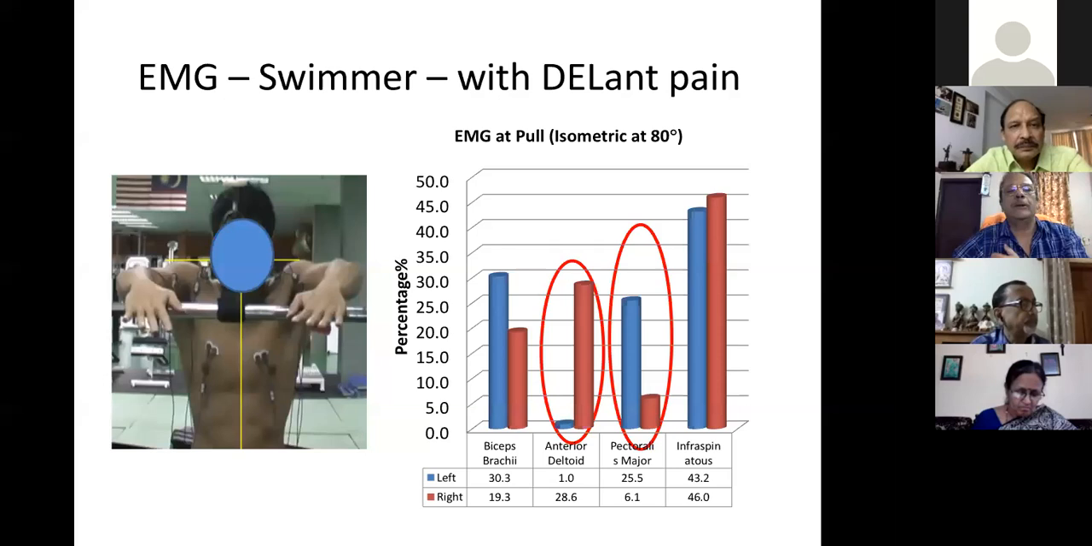So that's why in this graph, it shows that the person has the anterior deltoid muscle working rather than the other groups of pectoral muscles which are supposed to work. Do you get the idea? Hello, Commander? Yeah, I got the idea. Yes, I hope people have understood this.